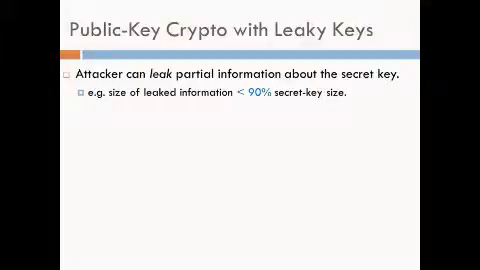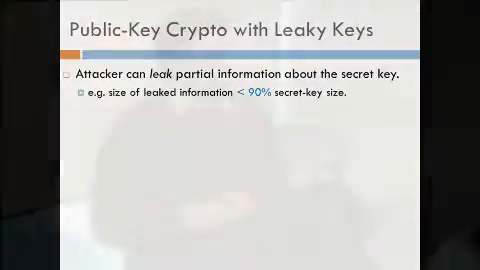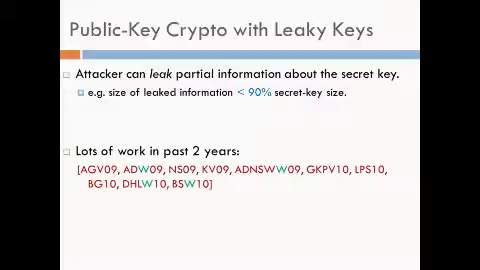So the scenario here is that we want an encryption scheme which is secure even if the attacker can leak some partial information about the secret key. We assume the secret key and the public key are chosen correctly as specified, but then the attacker can choose any information about the secret key to leak, as long as the size of the leakage is not too large. Let's say less than 90% of the key can leak.